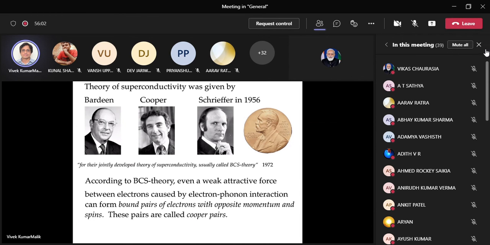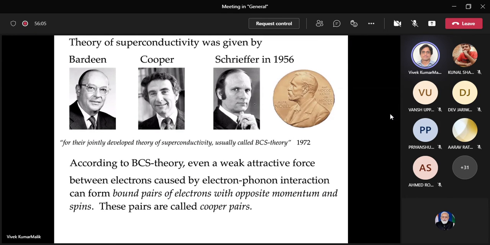Okay, now comes the theory. As I said, although it was discovered in 1911, it really took a long time to understand how it behaves in these superconductors. A lot of people even still believe that this is not a correct theory, but of course it was proposed by Bardeen, Cooper, and Schrieffer in 1956. It gave a theoretical understanding of superconductivity, which also led them to win the Nobel Prize in 1972 for their jointly developed theory of superconductivity called BCS theory.